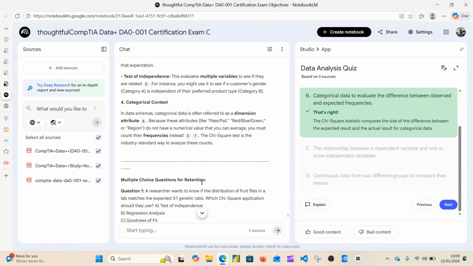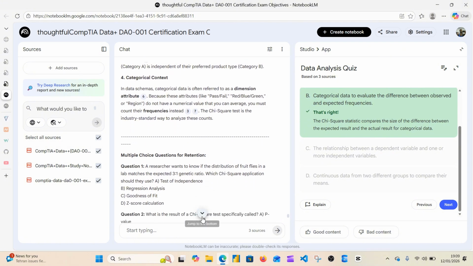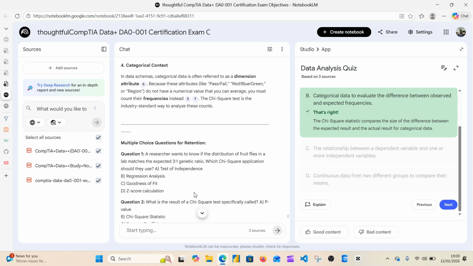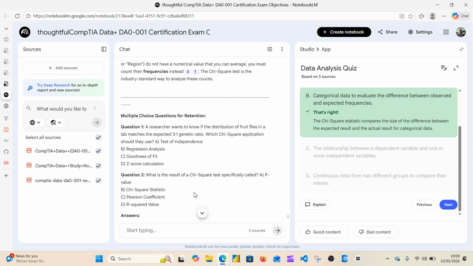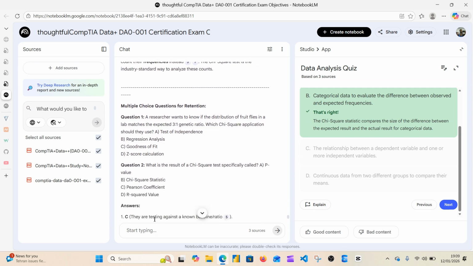So I'm gonna scroll down. I'll go with C. I'm gonna reveal the answer. There we go. Goodness of fit is the answer. They are testing against a known baseline ratio. Exactly. That's what I thought. There we go. Goodness of fit.